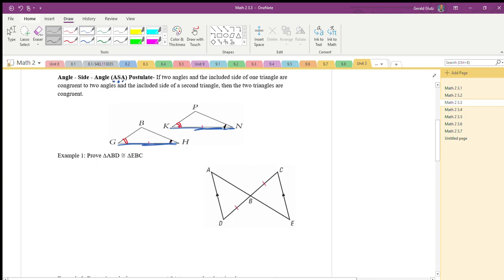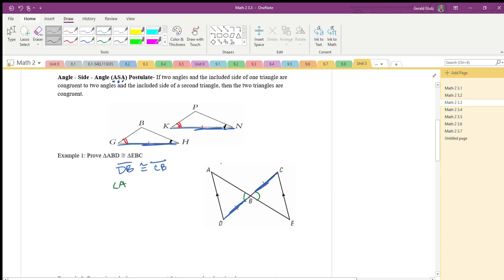So in example 1, we've got to prove that triangle ABD is congruent to triangle EBC. So let's start with what they give us. So we know that DB is congruent to CB. So hopefully some of you are saying, well, we've got two lines that cross each other right here. Let's see, it's green. So these two are vertical angles. So when two lines cross, the opposite angles, our vertical angles, are congruent.